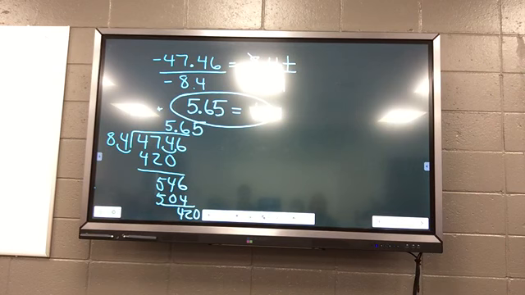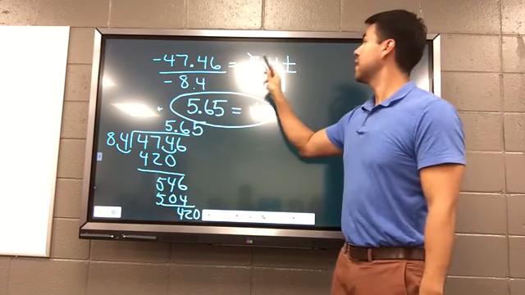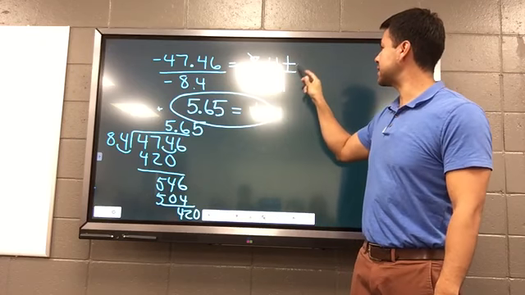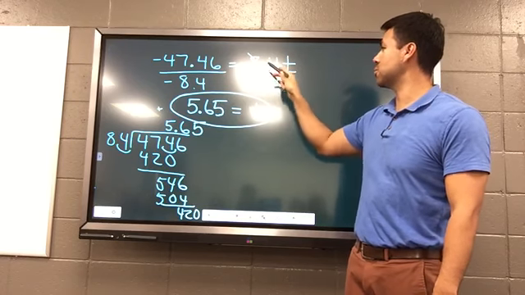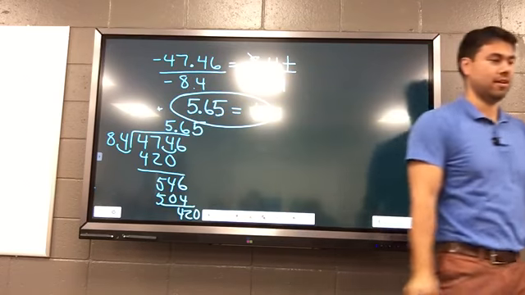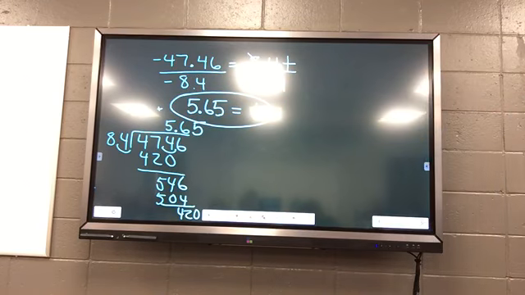To check it, you would do 5.65 times negative 8.4. Because I said t equals that. So I'm doing these two multiplied. And it should give me that, I hope. I really hope. Let's see if some of you get the hint here. Let's see here.